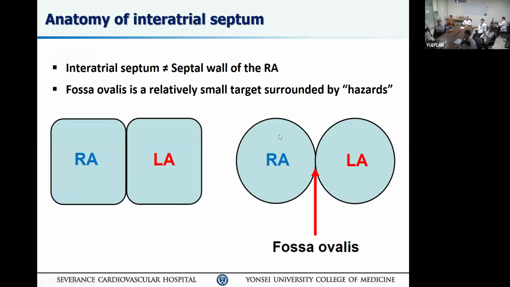As you can see here, if we imagine as a starter in EP, we imagine that RA and LA is a square-like structure that faces each other, but the fossa ovalis is a point-like structure with very dangerous hazards all around. So you have to know how to perform septal puncture safely and with the anatomic landmarks in mind.